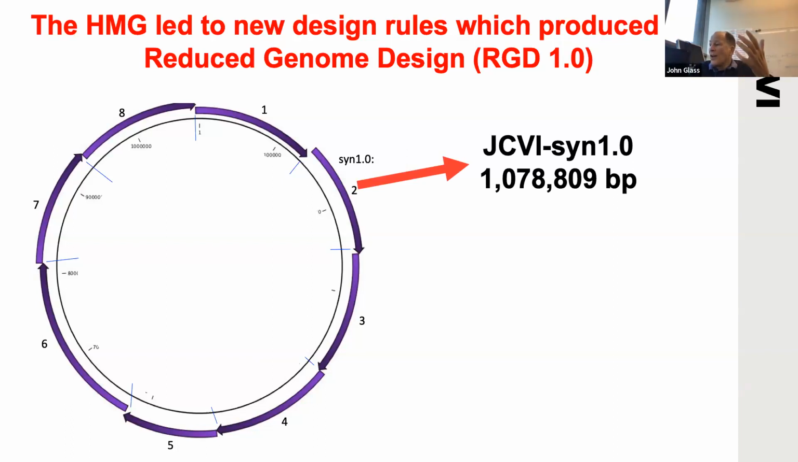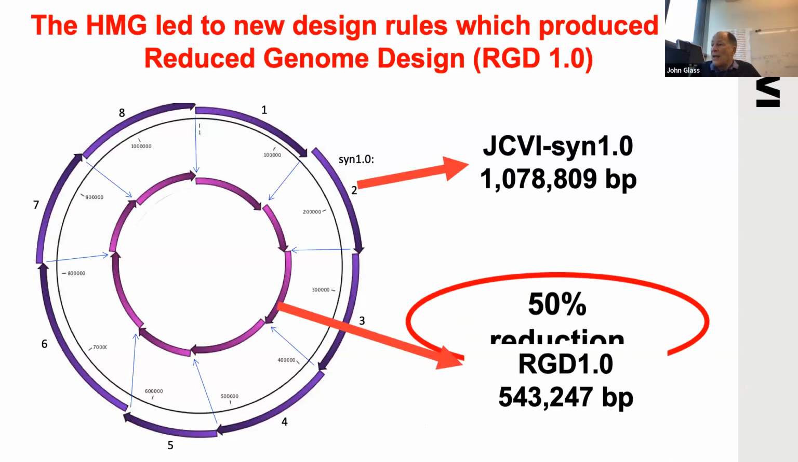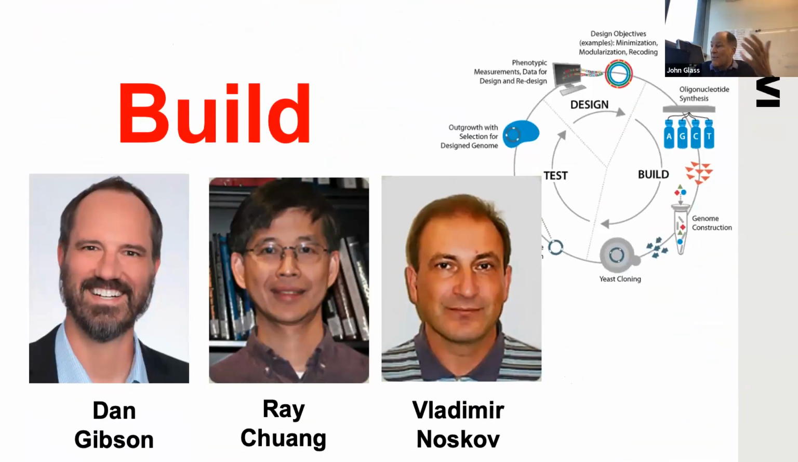And if the wild type is a little over 1 million, Reduced Genome Design is a little more than half that. And we built this, again, in 8 overlapping pieces, and it's a 50% reduction. And so now it's time to build this thing. And the heroes here are Dan Gibson, who invented Gibson assembly, Ray Schwang, and Vladimir Noskov.